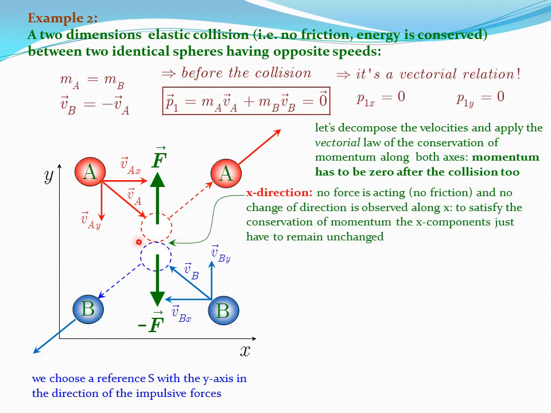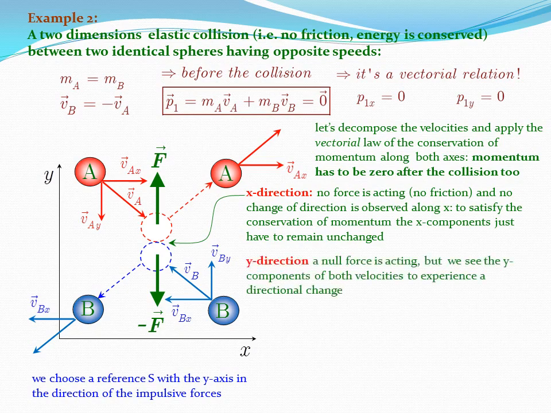Along the x direction, no force is acting since we assumed no friction at all for an elastic collision, and no change of direction is observed along x. Therefore, to satisfy the conservation of momentum, the x components just have to remain unchanged. So, vAx was in the direction of the x-axis and it remains along this positive direction. vBx was contrary to the positive direction of the x-axis and it remains contrary to the positive direction of x after the collision.